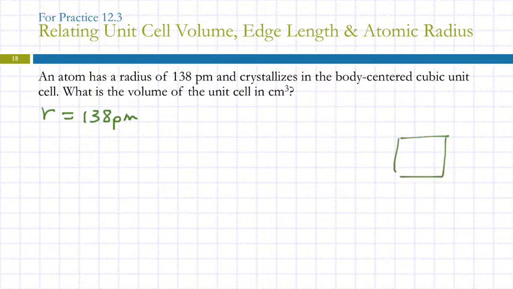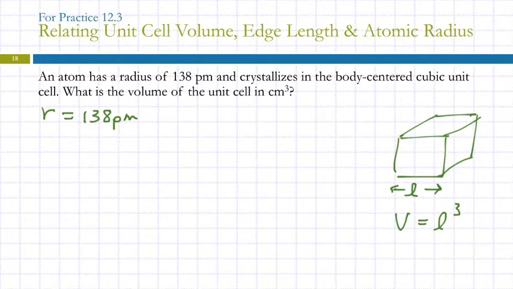Well, let's think about a cube, right? How do we find the volume of a cube? It's length times width times height, and they're all the same, right? We'll call it L. So the volume of the cube equals L times L times L, L cubed. So to find the volume of this, if we know the radius of the atom that makes this up, we need to know the edge length in terms of the radius. And that's what was given over here.